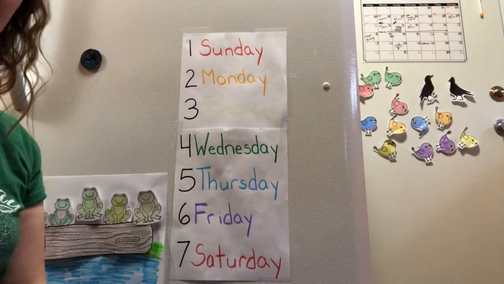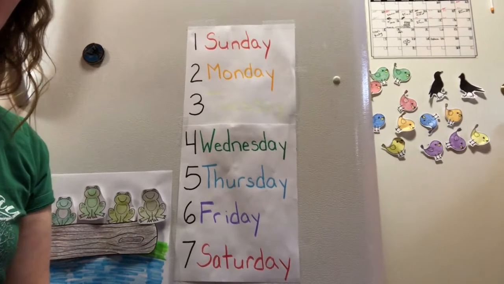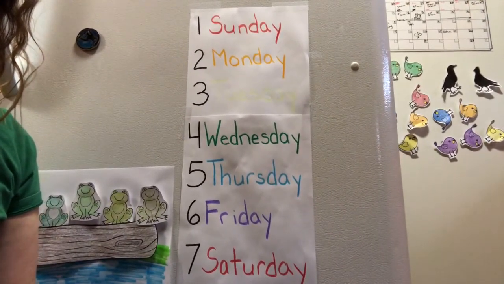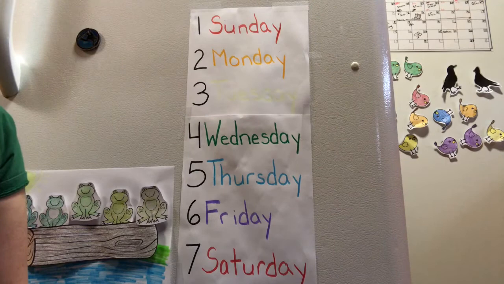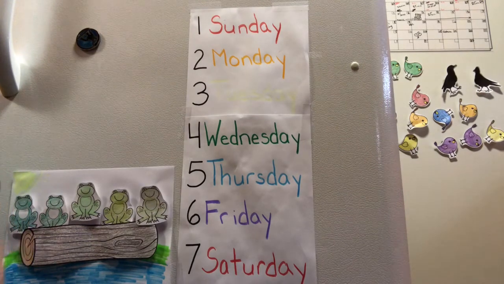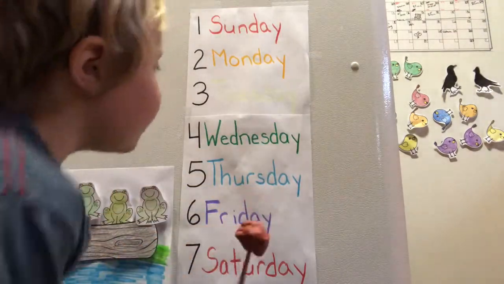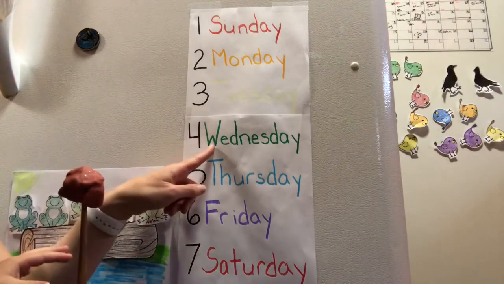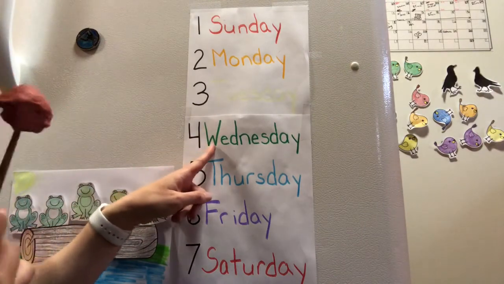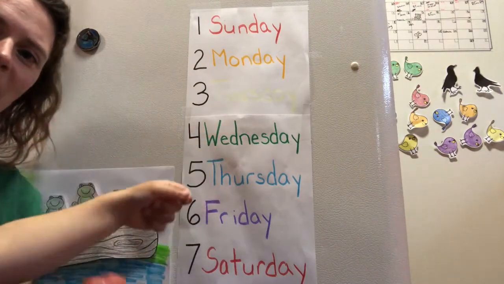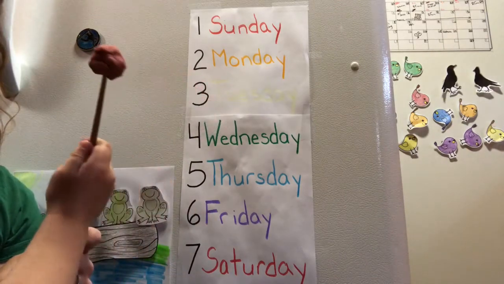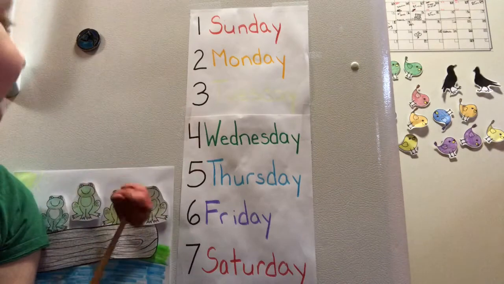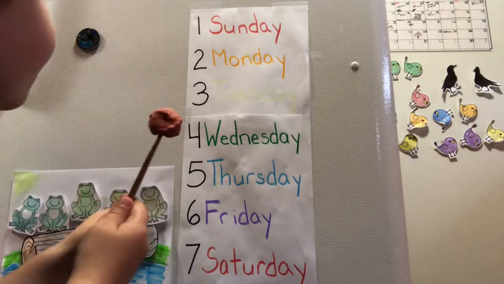Does anyone know what day today is? I'm going to give you a clue. It's the one that starts with the letter W. Does anybody see the letter W up there? W is for Wednesday. This is W right here. Where's W? Right here. Can you point to all the letters as we spell? Go ahead. W. Right here.